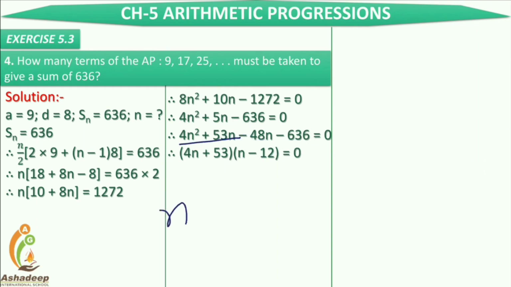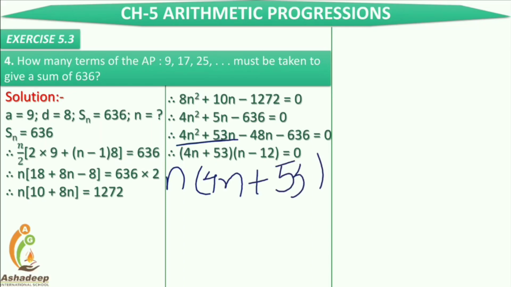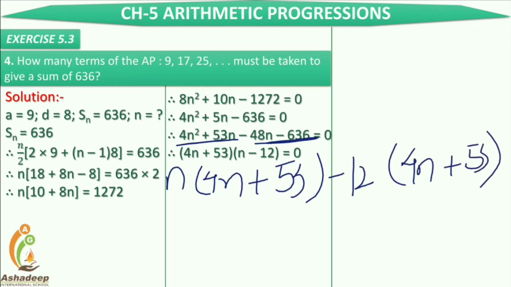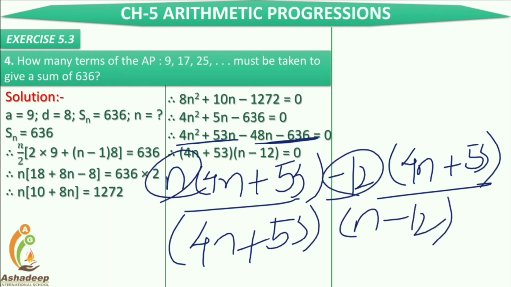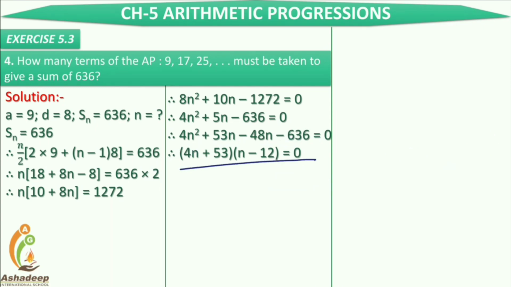Out of these two terms, n is common, so in brackets, what is remaining is n and 4n plus 53. Out of these two, minus 12 is taken out common, so what is remaining is 4n plus 53. Now out of these two terms, 4n plus 53 is common, and what is remaining is n, and here it is minus 12, right? So this is the thing.